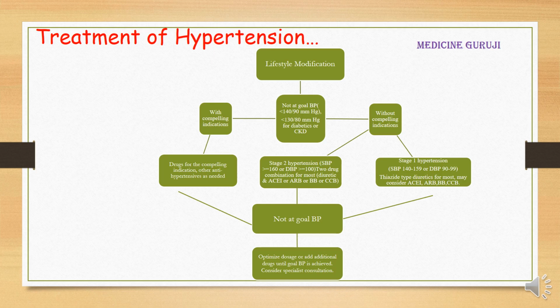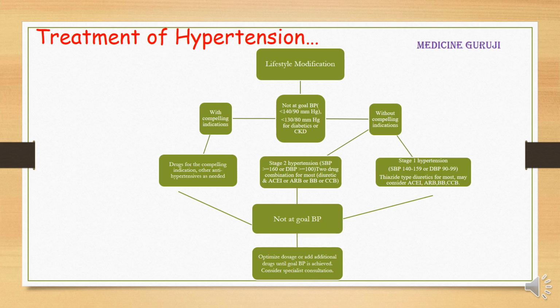Now coming to stage 2 hypertension, systolic BP more than 160 and diastolic more than 100 millimeters of mercury, go for two drug combination. For most, you can combine diuretics and ACE or ARB or beta blocker or calcium channel blocker. If the BP is not at goal, see the last point, optimize dosage or add additional drugs until goal BP is achieved. If again the BP is not controlled, you should go for specialist consultation.